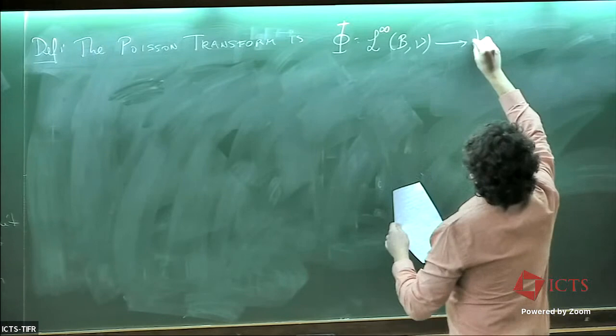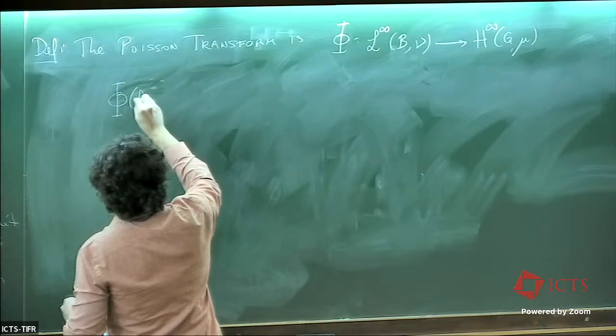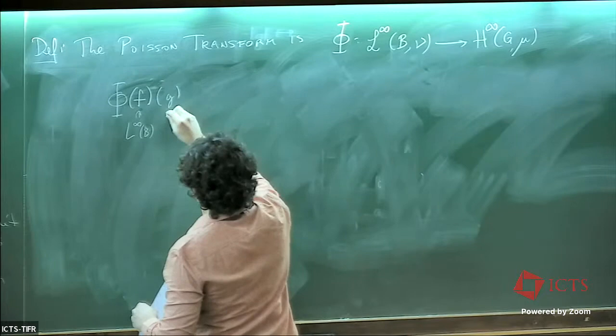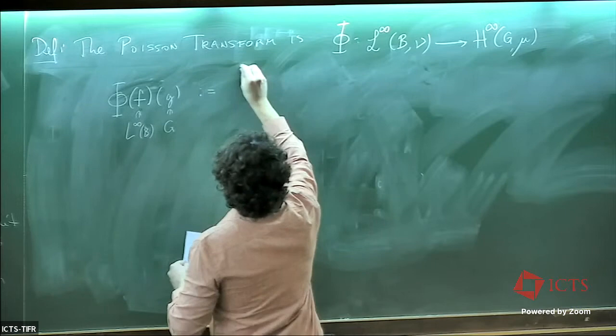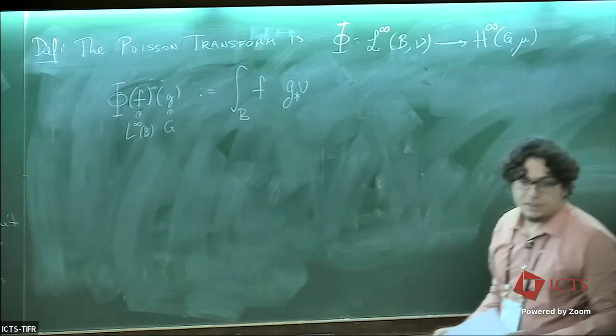So again, this tells you how to sort of extend the function inside. And how do you do it? Well, it's so simple, it seems bizarre. So F would be a function on the boundary, and we want to evaluate it at the point g in the group. How do we do it? We take F, we take nu, we push forward nu by g, and we take the integral. That's it. So this is literally what we did before.